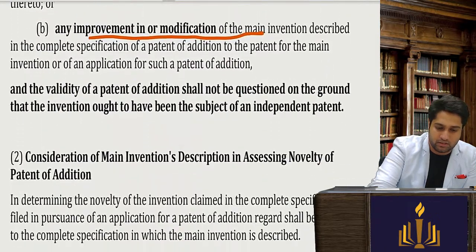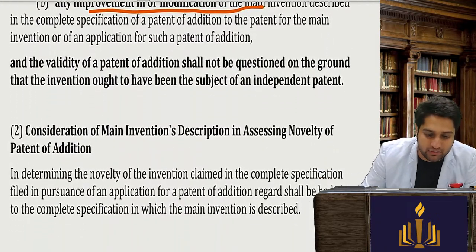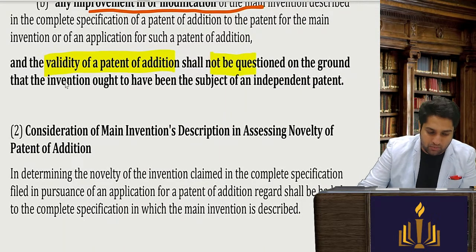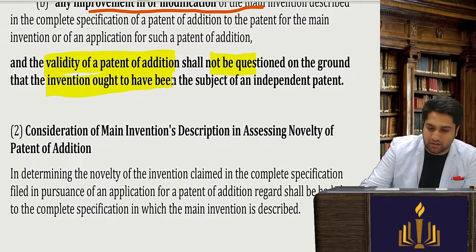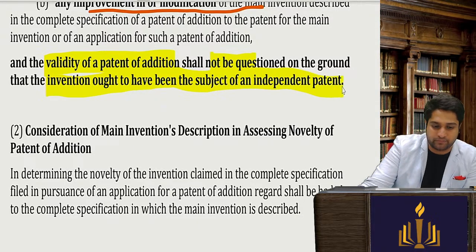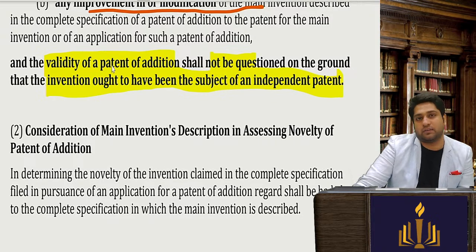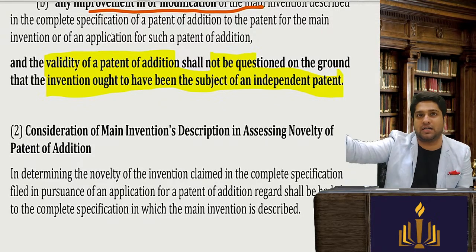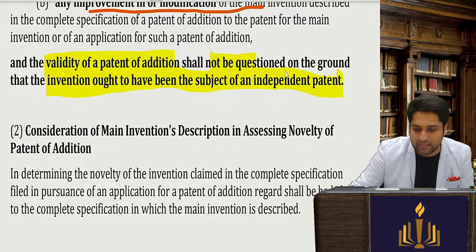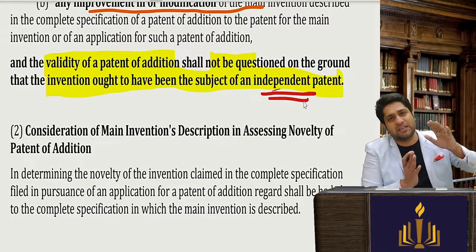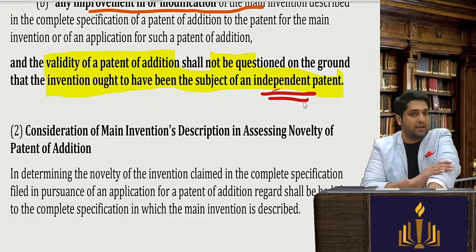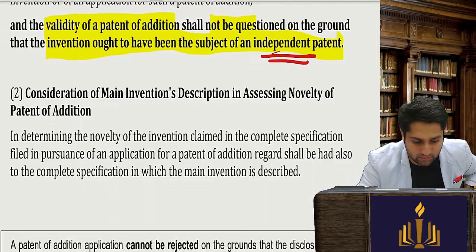And the validity of the patent of addition shall not be questioned on the ground that the invention ought to have been the subject of an independent patent. So whether it is valid or not valid should not be questioned on the ground that the invention had to be registered independently. If it has been added as a patent of addition, then it is absolutely fine. You can't reject it on that ground.